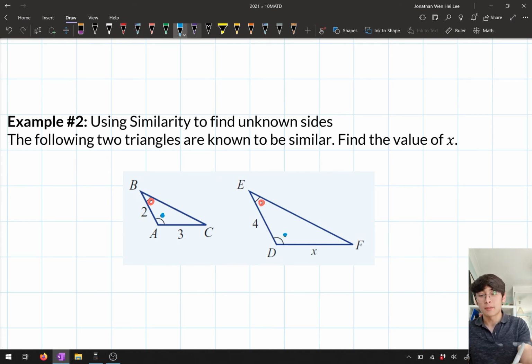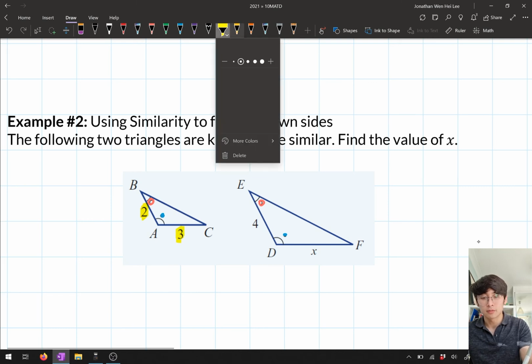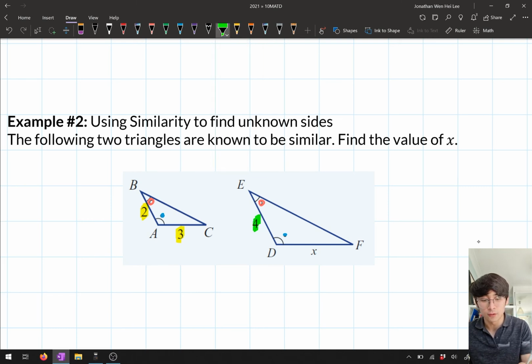And so if you have a look at the diagram as well, in our first triangle, this side here is 2, and this side here is 3. And in my bigger triangle, this side over here is 4, and this side over here is x. So we want to find this value of x. And so the way we do this is we need to first find the scale factor. We want to find two corresponding sides which we have the measurements for and find that scale factor.